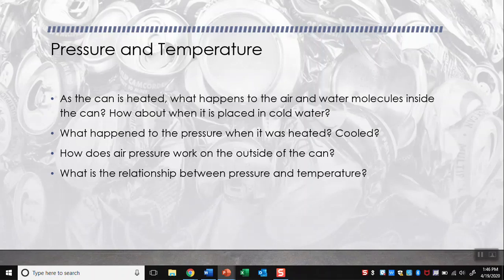So again, remember where pressure comes from, right? It's the collisions of the gas molecules. The more collisions there are, the more pressure there is. The fewer collisions there are, the less pressure there is.